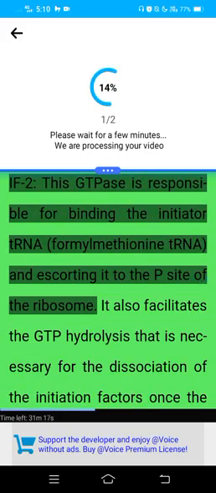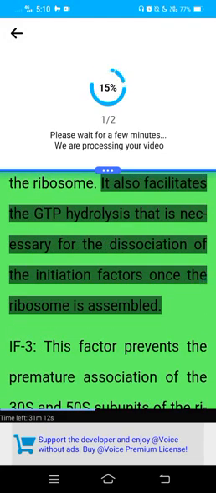IF2: this GTPase is responsible for binding the initiator tRNA, formylmethionine tRNA, and escorting it to the P site of the ribosome. It also facilitates the GTP hydrolysis that is necessary for the dissociation of the initiation factors once the ribosome is assembled.